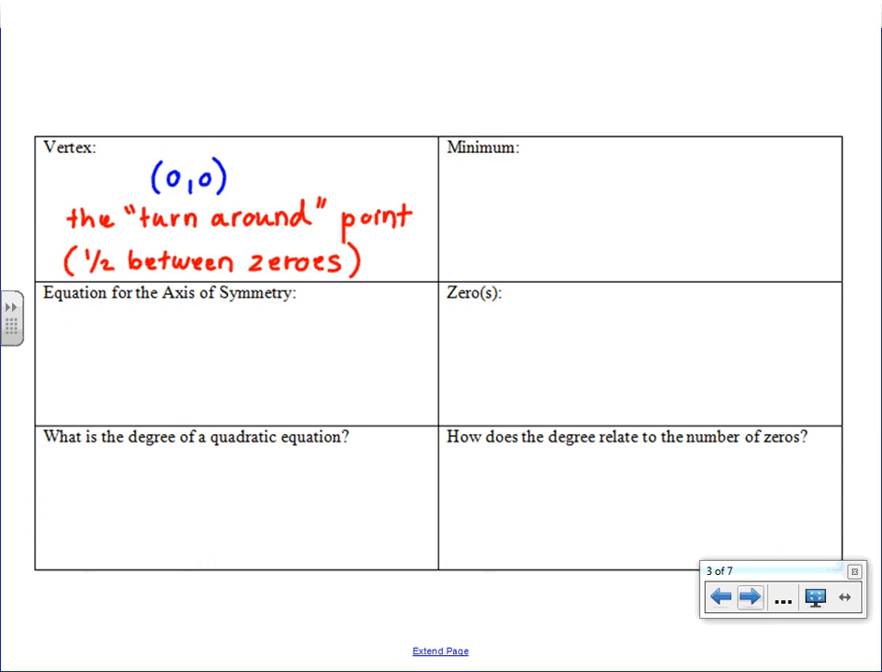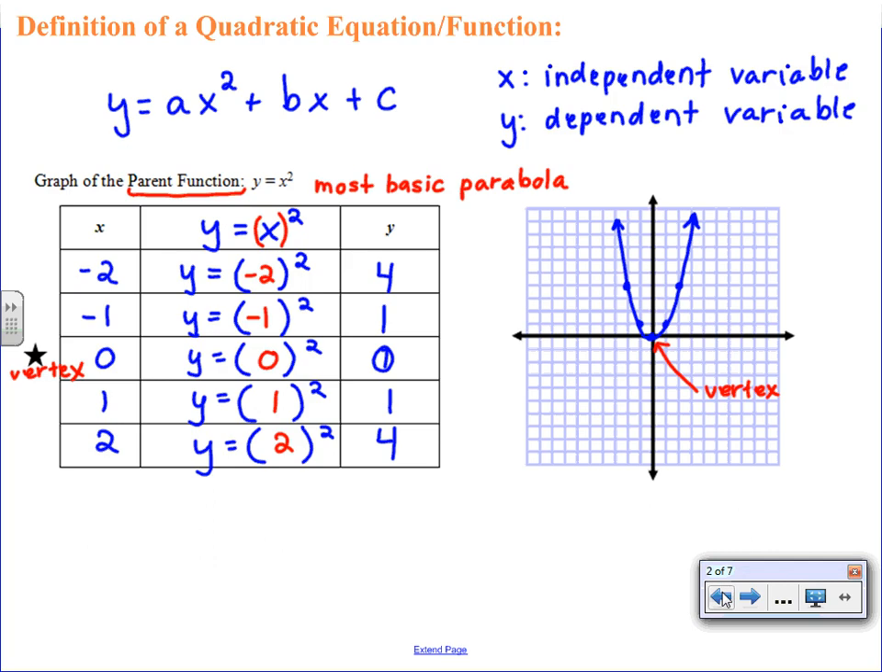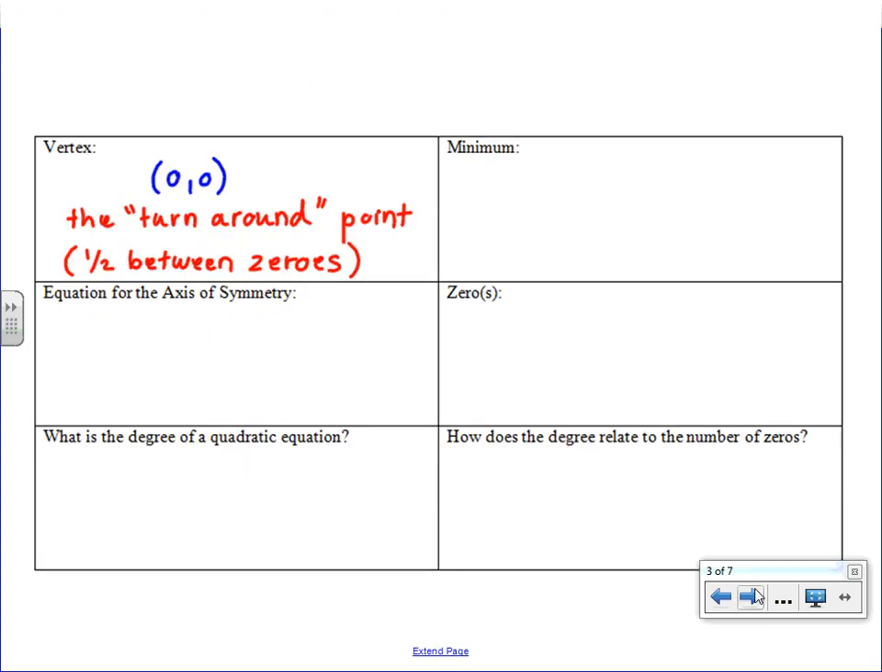Now, the minimum point is going to be the lowest point on our graph. So I'm going to go back to the previous slide here. The min also happens to be the vertex in this case. So our minimum value is 0, 0.